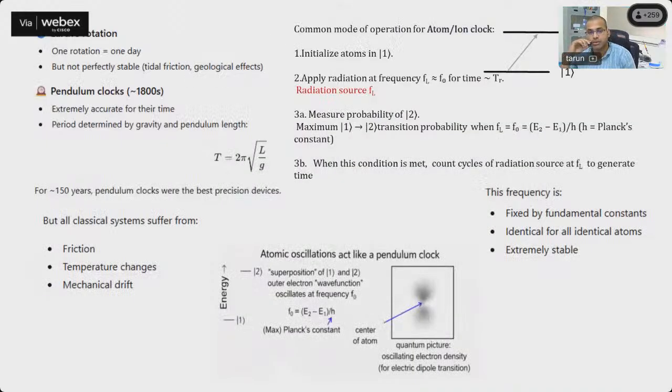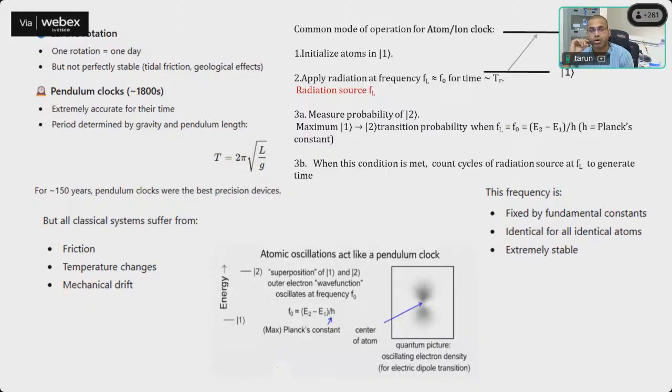Okay, now I'm going to talk about the atomic clock. On the left side you can see the main discrepancies. The time period is proportional to the square root of L over g, where L is the length of the pendulum. That length is a metal, and it varies with temperature, friction, mechanical drift, and also manufacturer defects. Everything will be there.